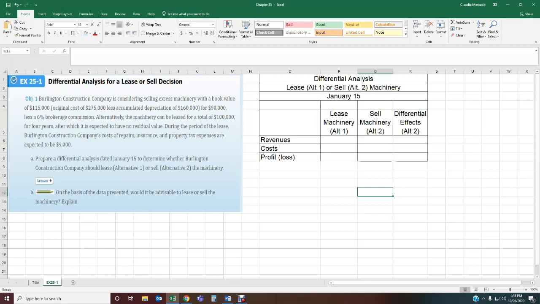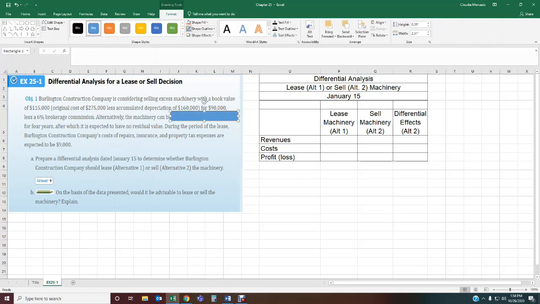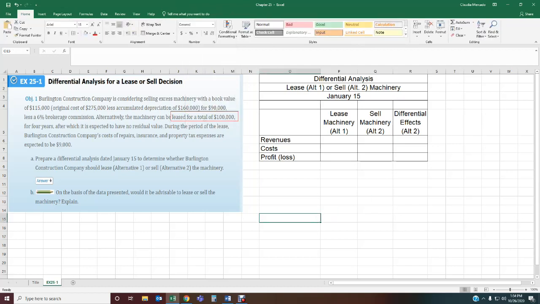Okay, so the first one we have is the lease option. Okay, according to the problem, if you lease the piece of machinery, let me see, where does it say? Right here. If you lease it, you're going to lease it for $100,000. Okay, so that's what the problem says. If you decide with the option of leasing, you're going to generate $100,000 in revenues.